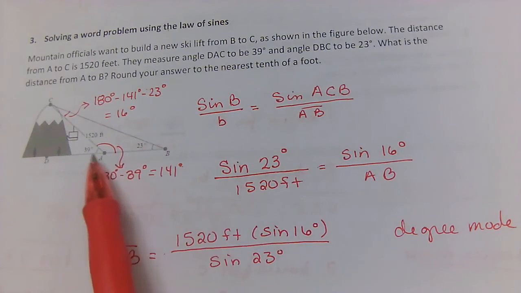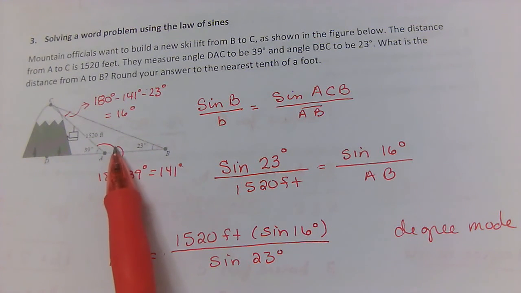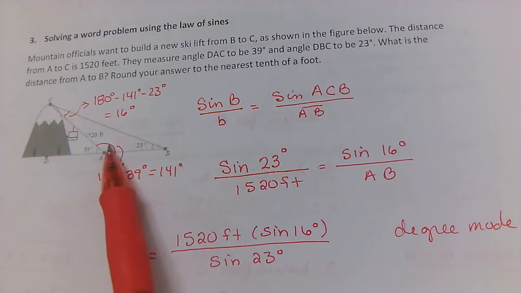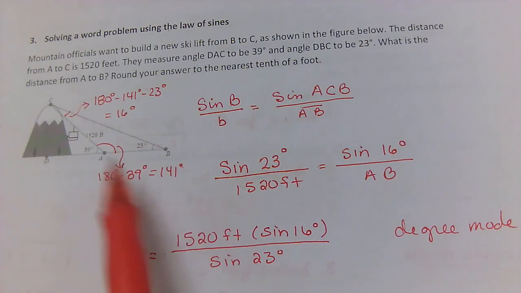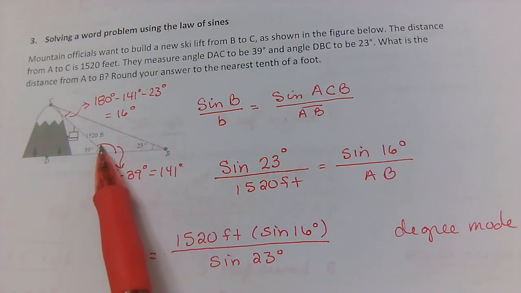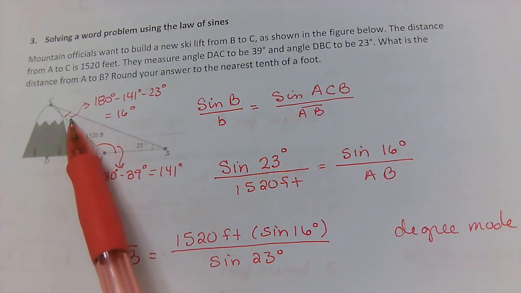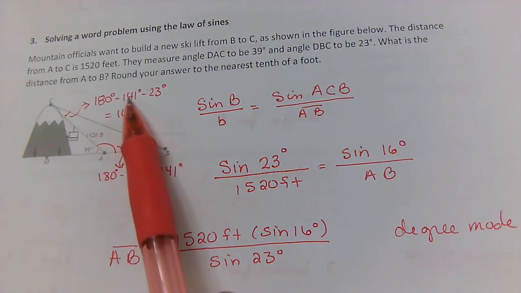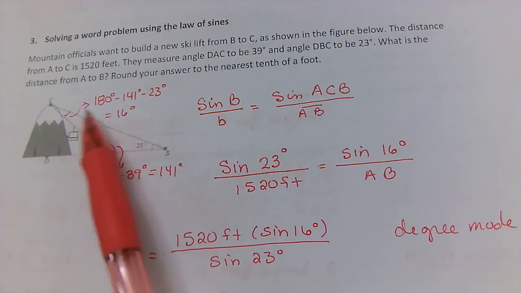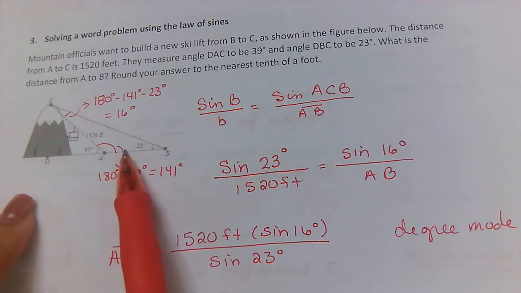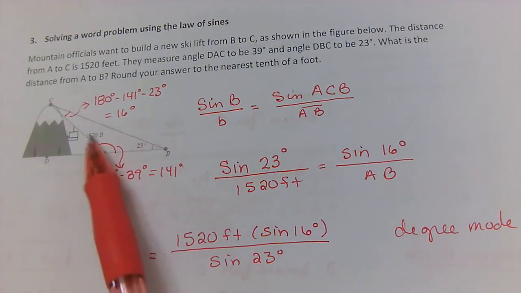Okay, so the very first thing I did here was I measured this angle here, because remember, this is a straight line and this is supplementary angles. So 180 degrees minus 39 gave me the 141, which I have here. Okay, so now I have this angle and I have this angle. You can solve for the angle over here, which is 180 minus the 141 minus the 23, and we got 16 degrees here.